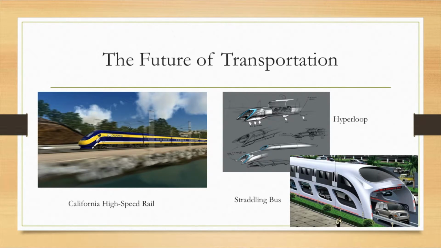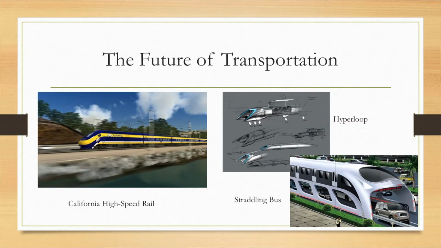Now I'd like to spend some time talking about the future of alternative transportation. Currently in the state of California, the California High-Speed Rail is being developed, which is basically a railway system that connects the San Francisco Bay Area to Anaheim. And this railway has the potential to hit speeds of 220 miles per hour. This would significantly reduce the time it would take you to drive there from about 5 hours to 2 hours and 30 minutes.